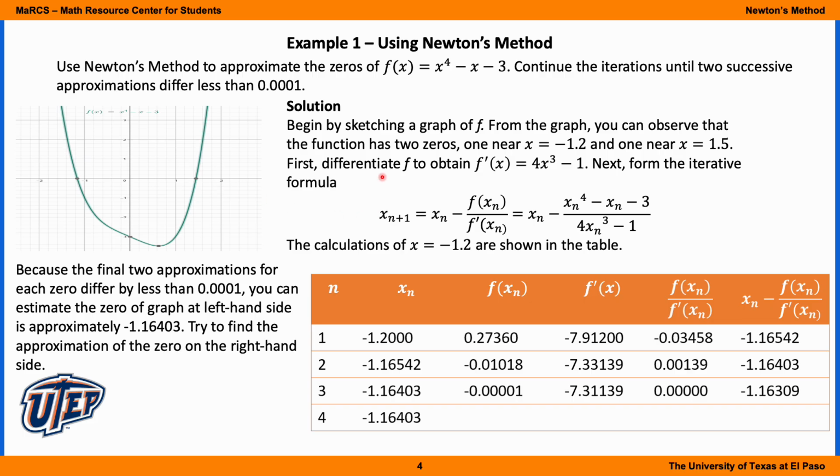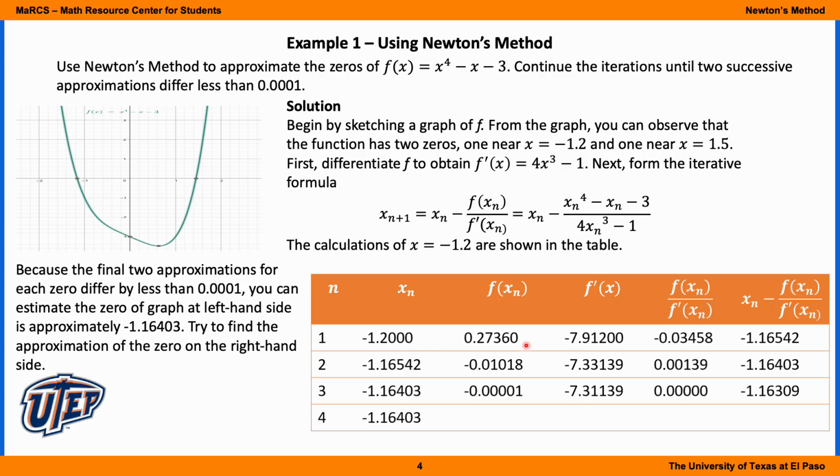First we will differentiate f to obtain f prime of x, which is equal to 4x cubed minus 1. Next we will form the iterative formula, the one that was defined in the previous slide, where xn plus 1 is equal to xn minus f of xn divided by f prime of xn. So we will have xn minus our original function evaluated at xn, so we just plug in xn every time we have an x, divided by our first derivative, again plugging in xn whenever we have x. For our first approximation, we chose x is equal to negative 1.2. So x1 for our first iteration is negative 1.2.